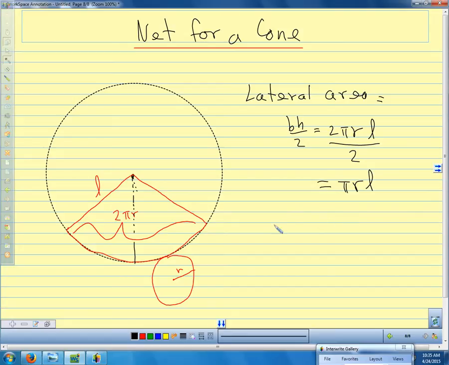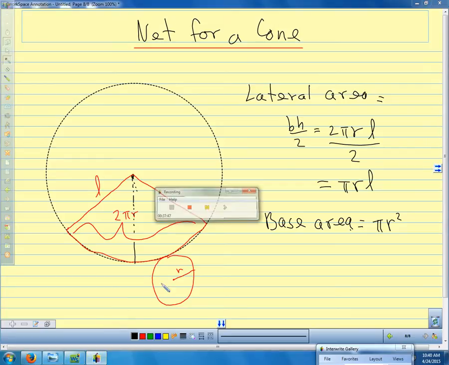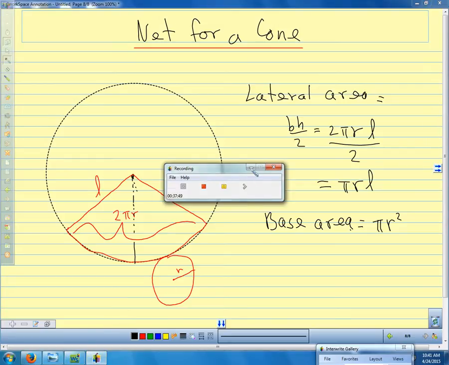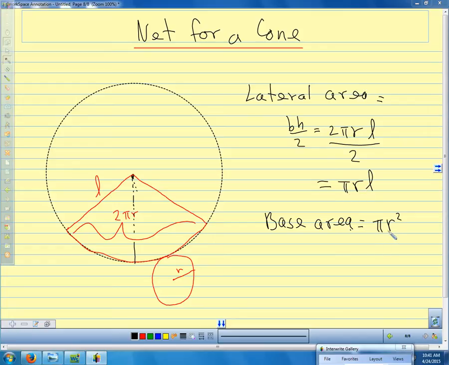And then our base area equals, what's the base area here? The area of the circle, pi r squared. We're going to stop here for just a second. For our formula, we know that lateral area is pi r L, and the base area is pi r squared. We add those together, and we get the surface area of our cone.